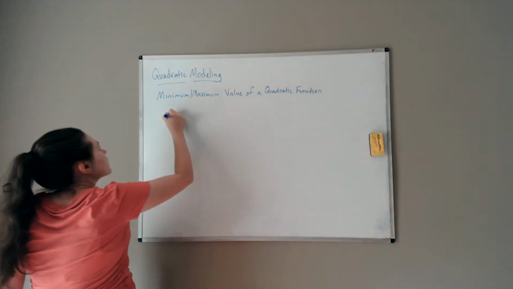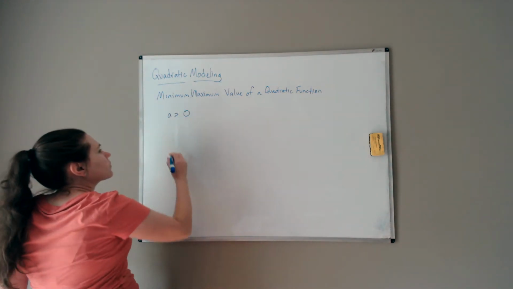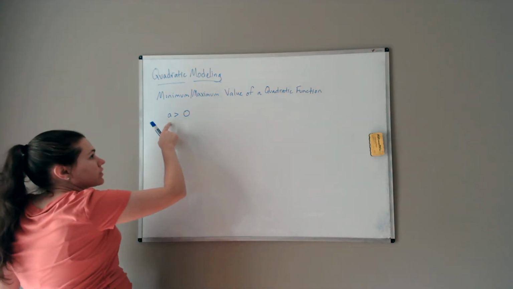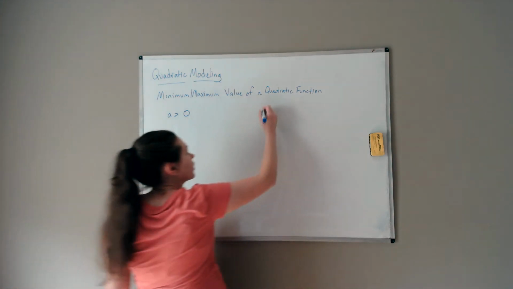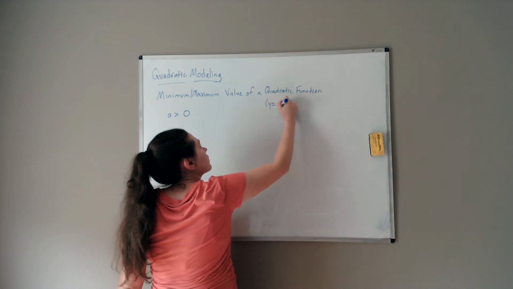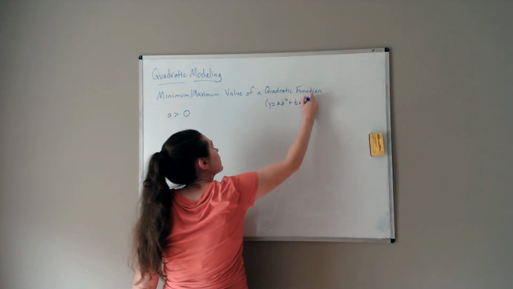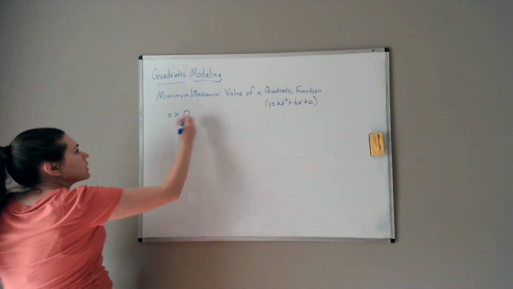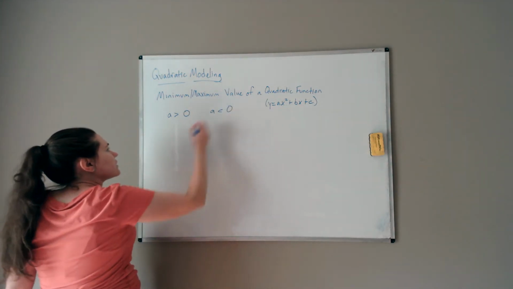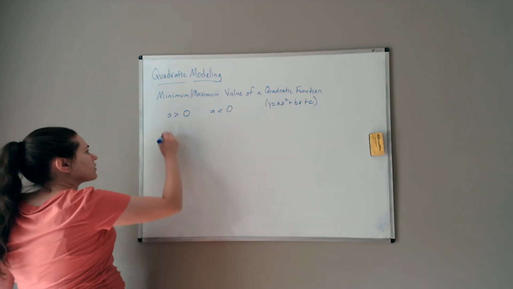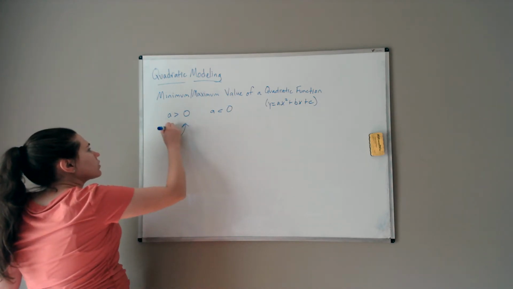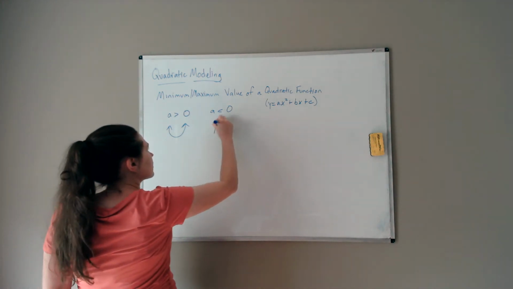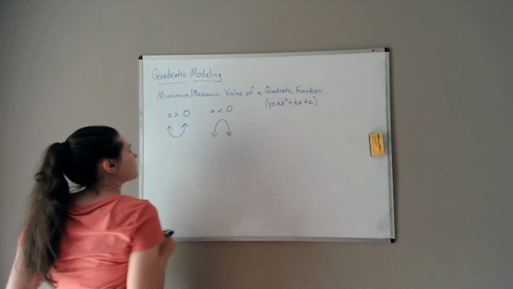If a is greater than 0, remember a is one of the coefficients, if you're in standard form, a is the coefficient on your quadratic term, okay? Or a is less than 0. If a is greater than 0, your parabola faces up. If a is less than 0, you have a parabola that faces down.